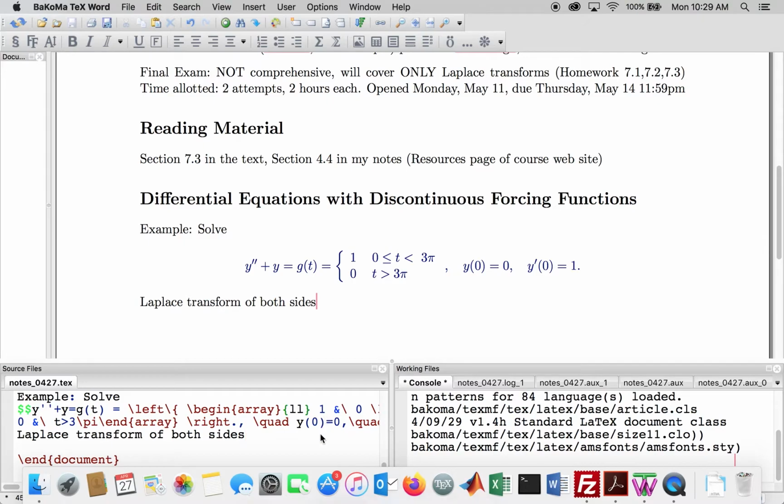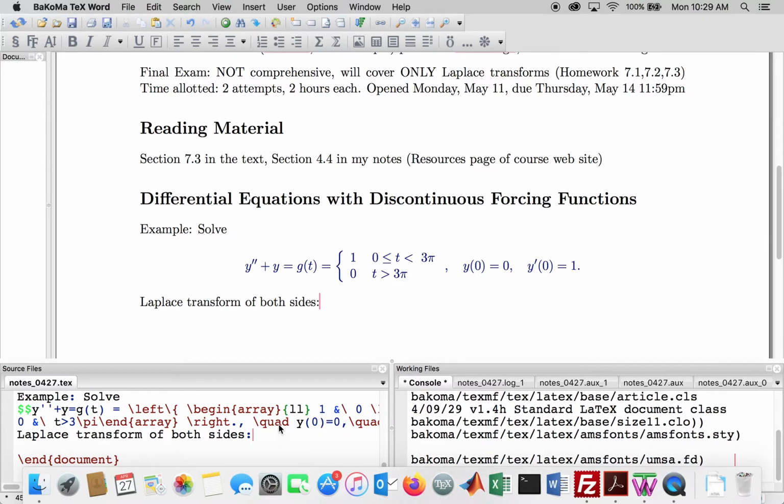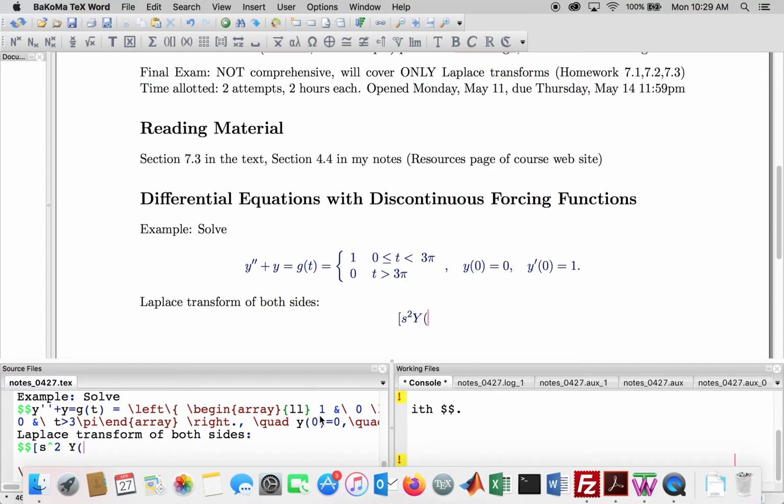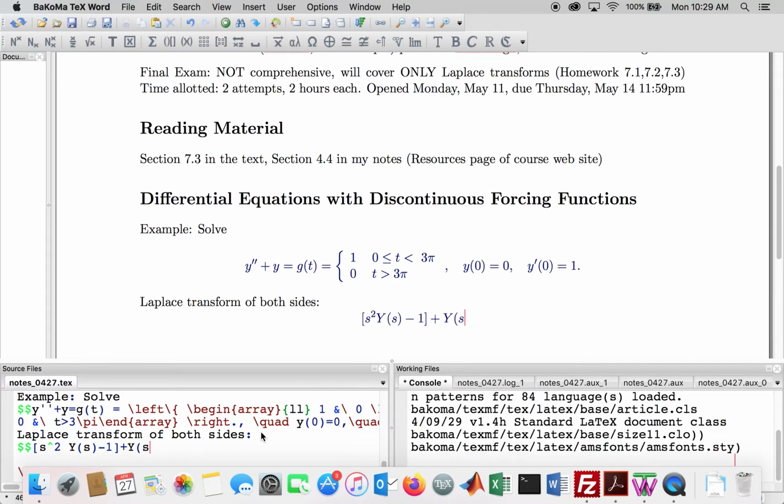Okay, so here I'm taking a Laplace transform of both sides of this equation. So what we end up with is s squared Y of s minus y prime of 0, which is 1. And then normally subtract off s times y of 0, but y of 0 is 0, so that's all we have there. And then plus Y of s for the y term.